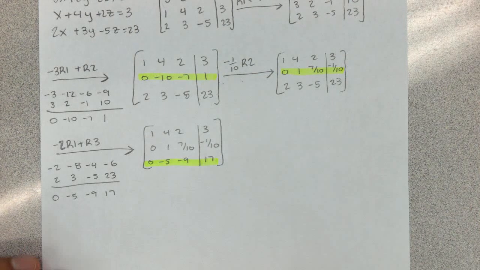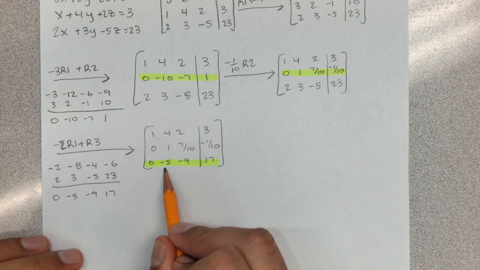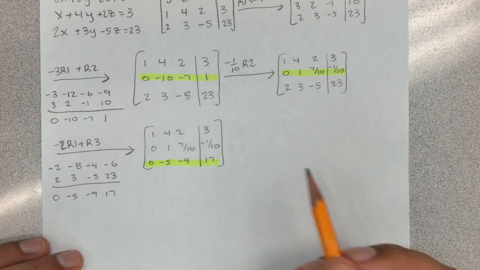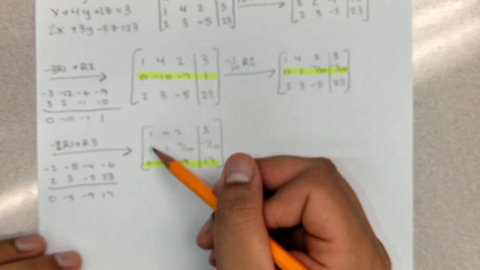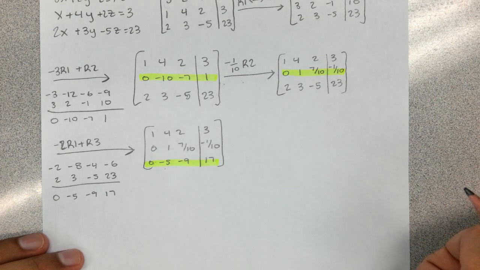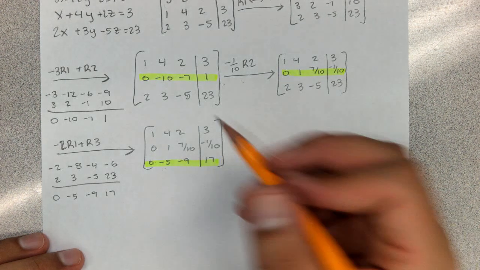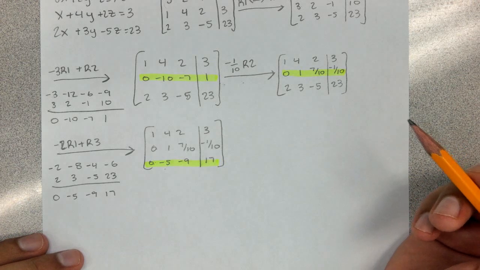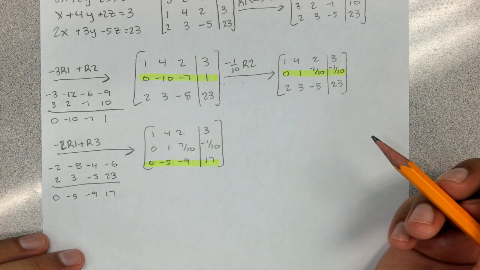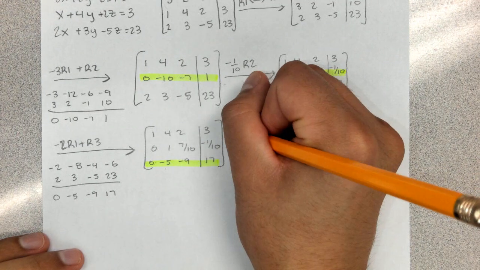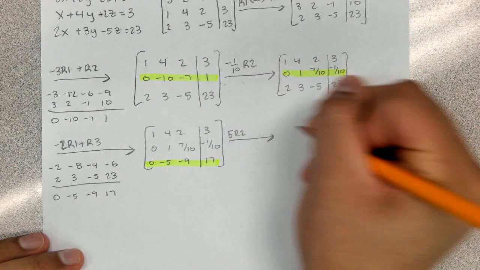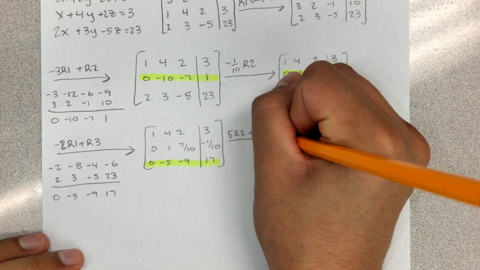Alright, so we got two more things we need to do. We have to make this negative 5 a 0. So I'm going to use the second row. The reason I'm using the second row is because since we have these two zeros here, they don't affect each other. 0 plus 0 is still going to be 0. If you multiply anything by 0, it's still going to be 0. So I'm going to take the second row, multiply it by positive 5, and then add it to the third row.